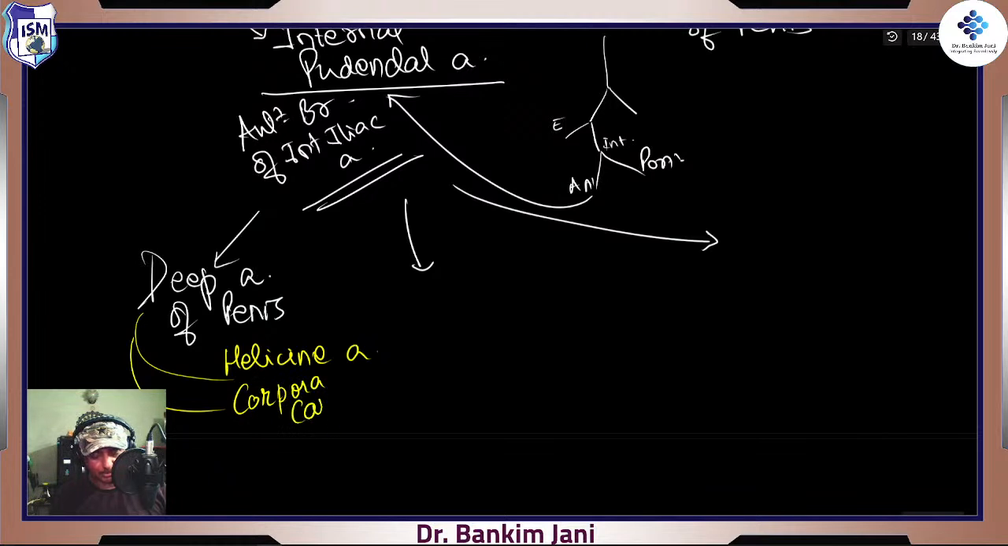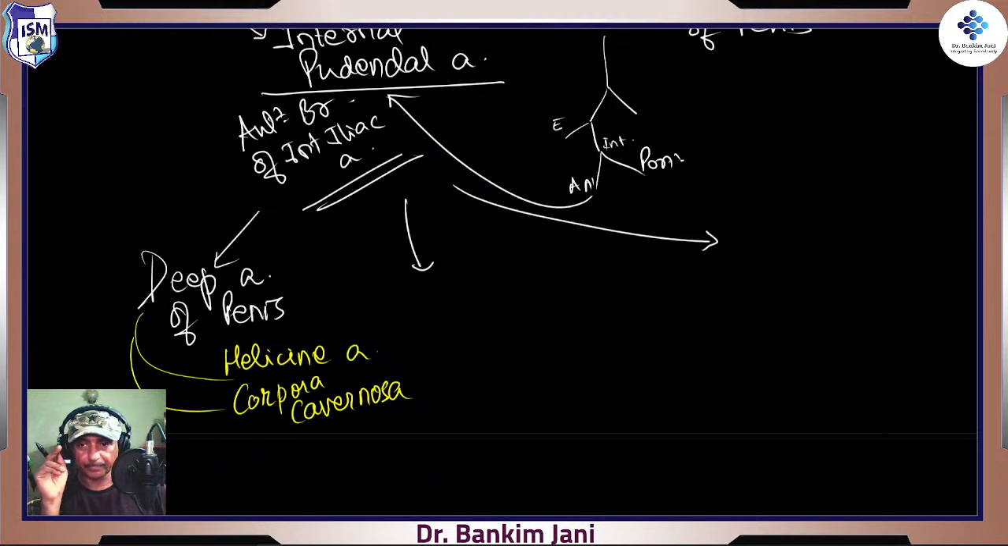They are called the helicine arteries, and they will be entering into corpora cavernosa. Now you know the importance of this artery, right? Because when it goes into corpora cavernosa, they will be responsible for actual erection, right? So that is deep artery.